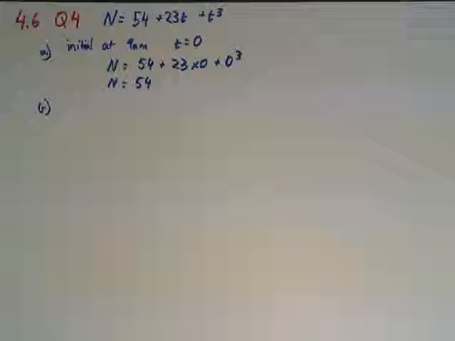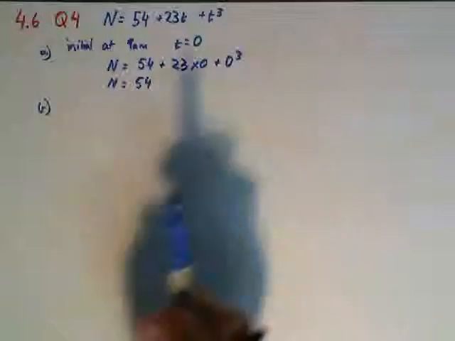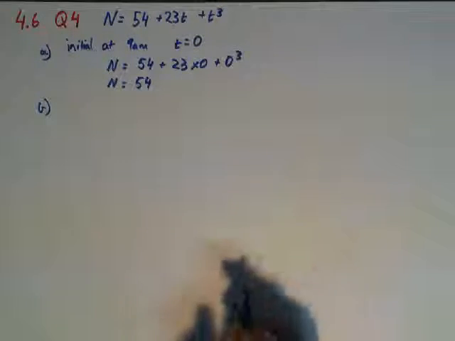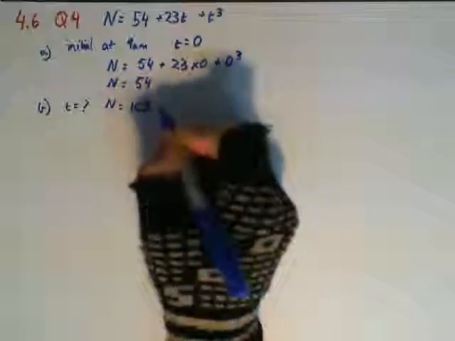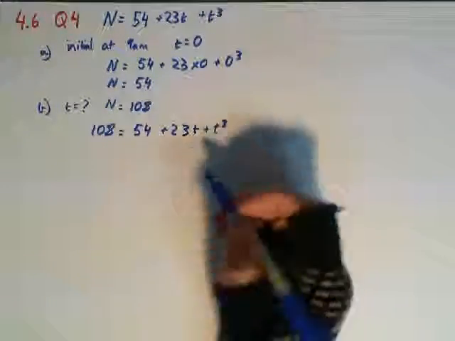Part B, how long does it take for the initial number of bacteria to double? Okay, so our initial number of bacteria was 54. So at what time does n equal twice our initial, which will be 108? So when does n equal 108? Well, we just solve 108 equals 54 plus 23t plus t cubed. So we're solving for t. When does that equal 108?